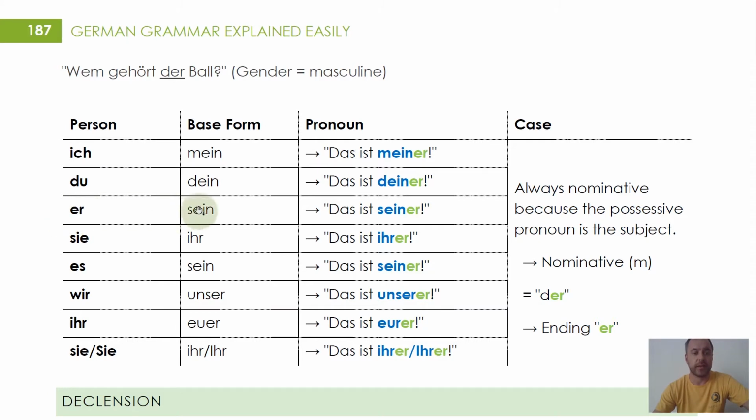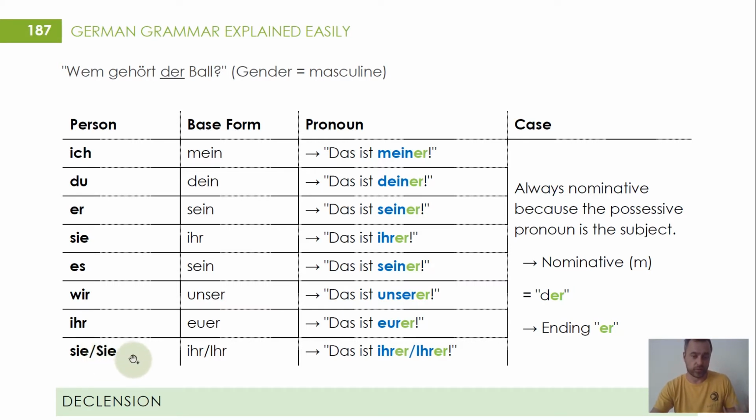Er is sein, he, his. Sie is ihr, so hers. Es is sein, so its in English. Wir is unser, so we, our. Ihr, euer, so the plural, yours. And sie in third person plural is ihr. And Sie is the formal you, so the formal version.